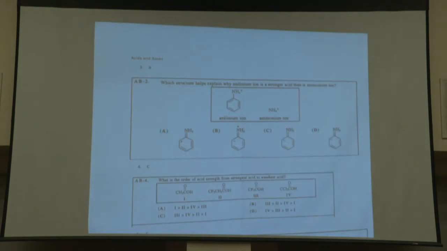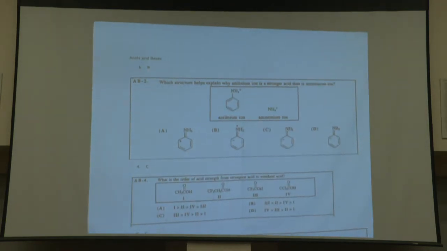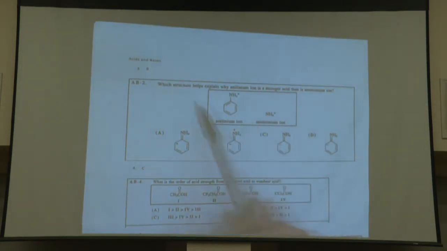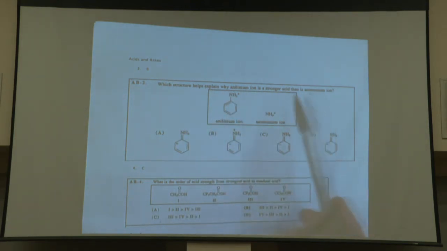So now we're moving on to acids and bases. It's the next section. So which structure helps explain why an anilinium ion is a stronger acid than an ammonium ion?